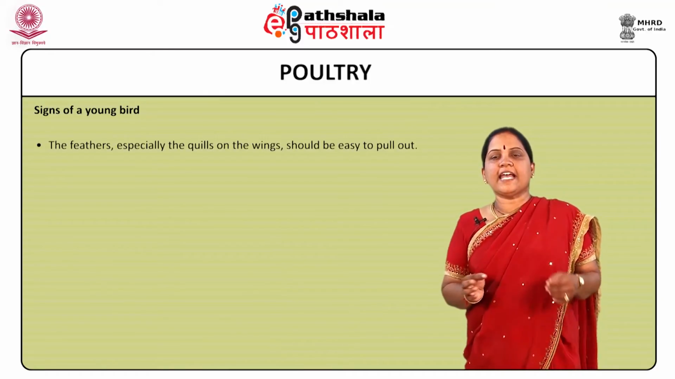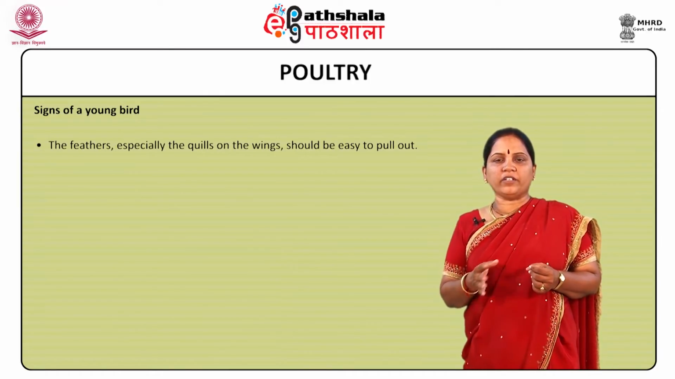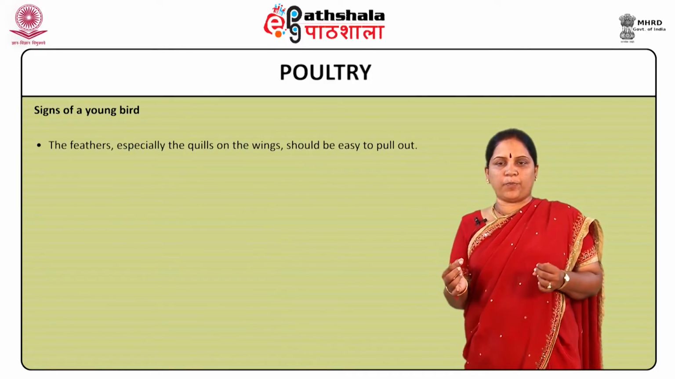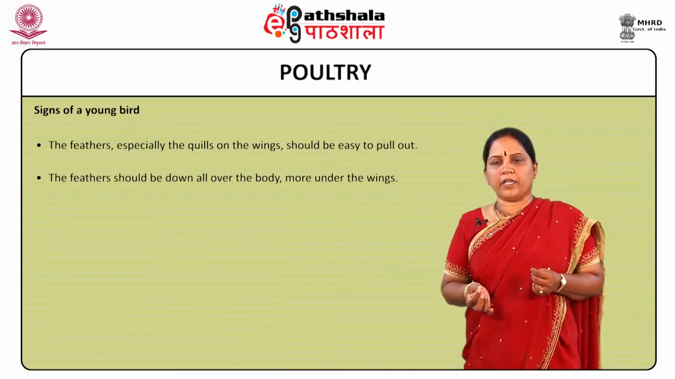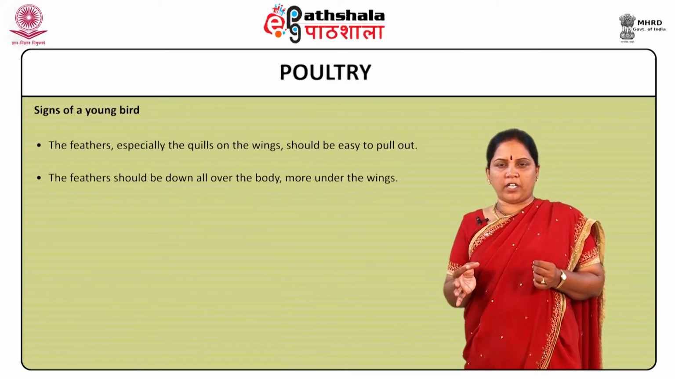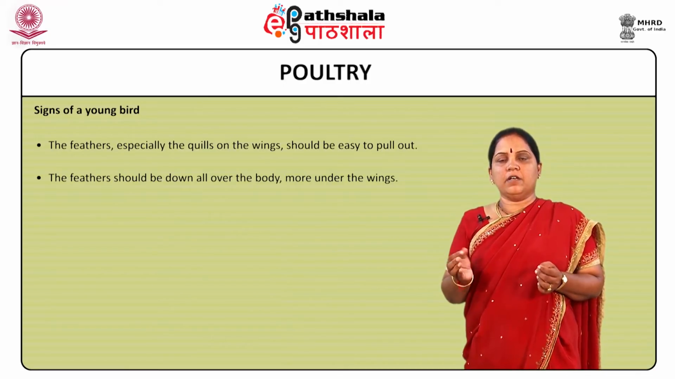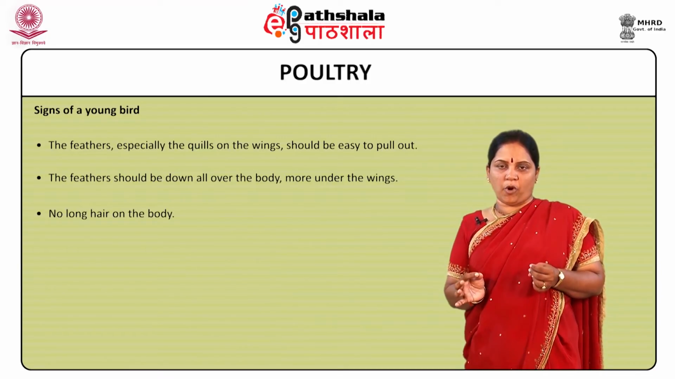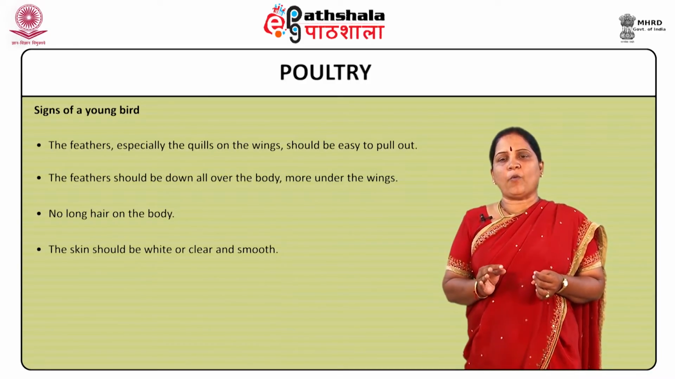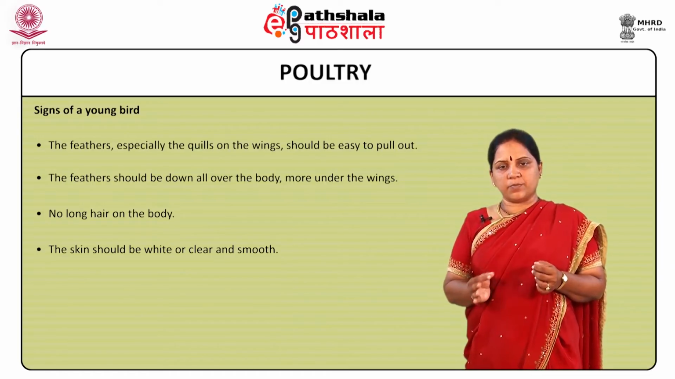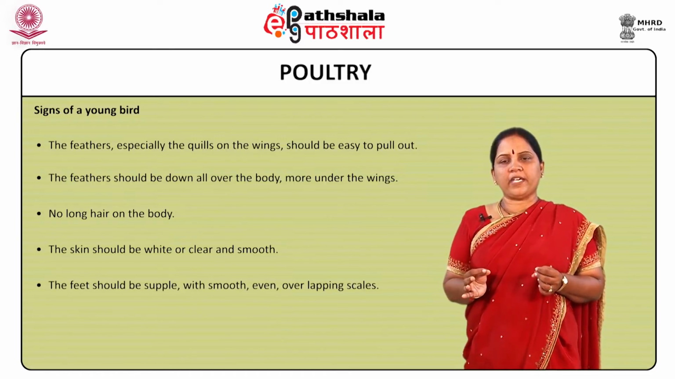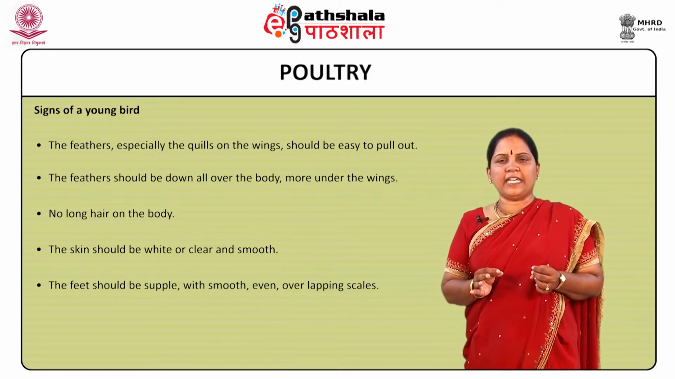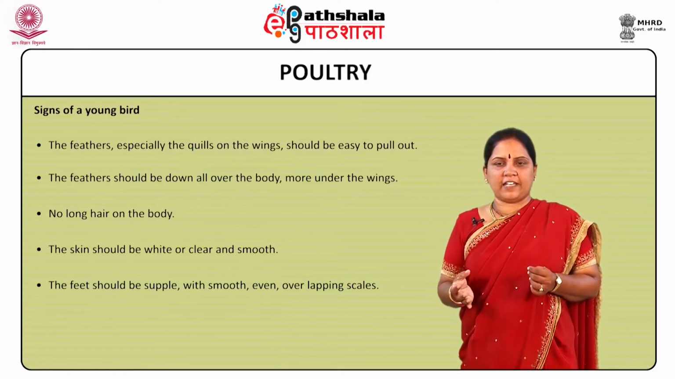The feathers, especially the quills on the wings, should be easy to pull out. The feathers should be down all over the body, more under the wings. No long hair on the body. The skin should be white or clear and smooth. The feet should be supple with smooth, even, overlapping scales.